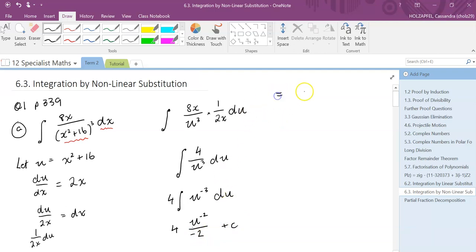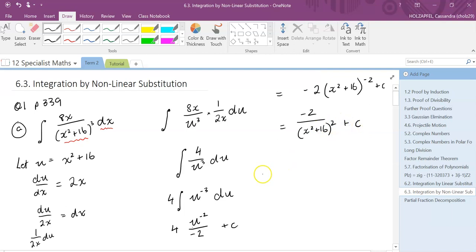So simplifying that now, we are left with negative 2 u, and u is equal to x squared plus 16 to the power of negative 2 plus c. We could also write this as negative 2 over x squared plus 16 to the power of 2 plus c. Okay, so that's our first simple example. I'm going to jump into the next one for you.